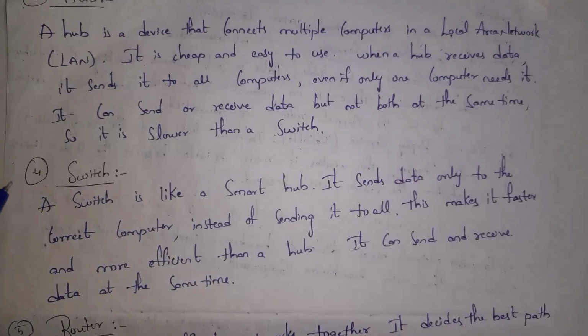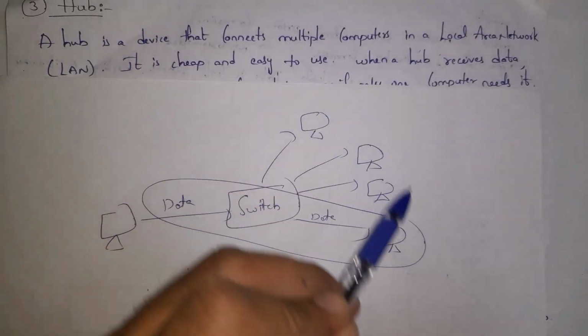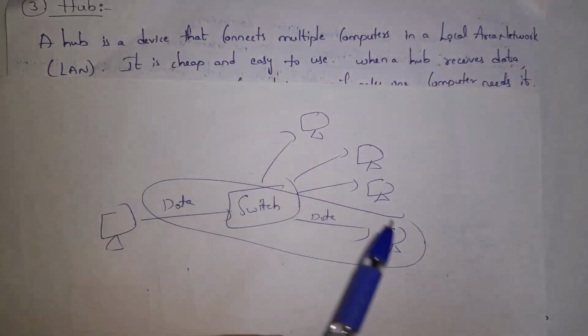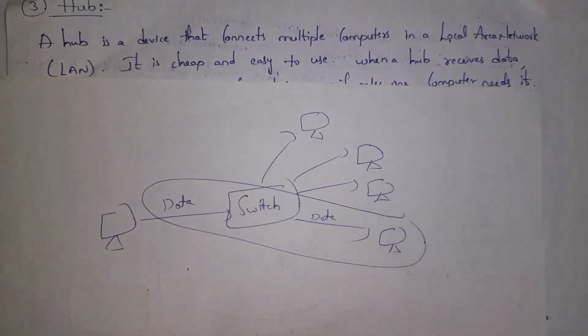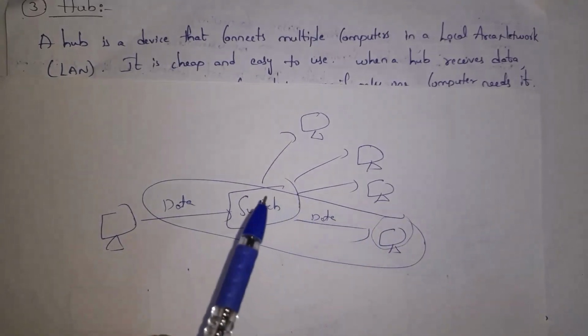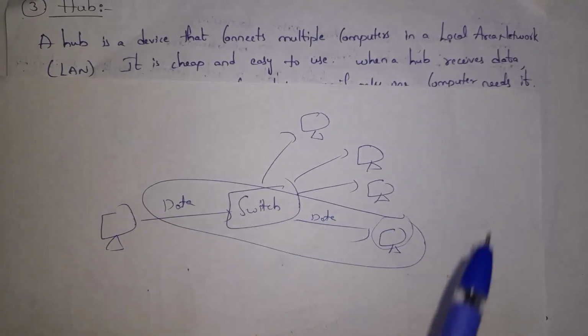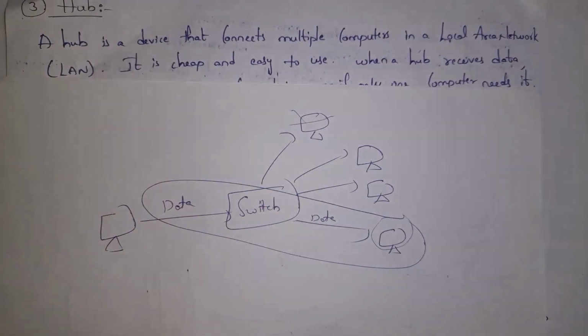And fourth hardware component is switch. Guys, we call switch as smart hub because if you consider hub will send data to all computers connected to it. Even though if single computer want data, hub will send data to all remaining computers. But whereas if you consider switch, instead of sending data to all remaining computers, switch will send data to only that particular computer which want data. For example, this computer want to send data to this computer. So switch will send data to only particular computer which want data. It will not send data to all remaining computers.